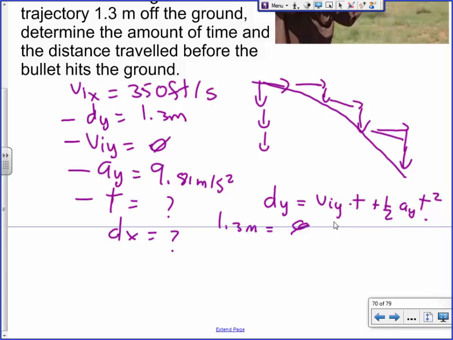That's all 0, so you need then 1/2 of 9.81 meters per second squared, and you need your time squared. So just solve for t now. I'm gonna go grab my calculator. So the bullet has to fall 1.3 meters times 2 divided by 9.81, square root.